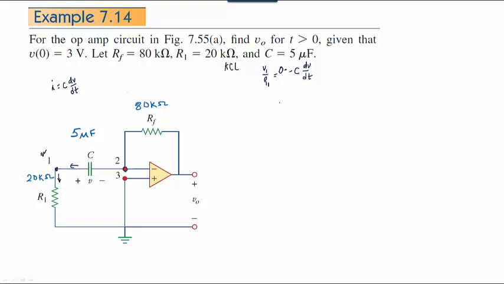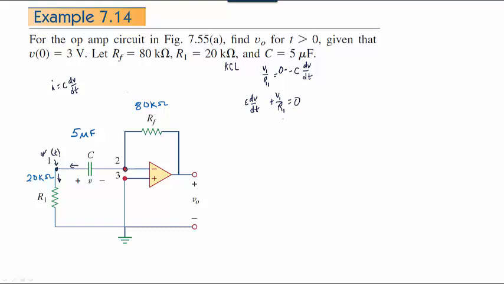So we go ahead and rearrange our terms. V1 over R1 plus C dV/dt. And the V I'm talking about throughout here is V1 at this node. V1 of t is right here at this node. And that equals 0. So there's our first order differential equation.